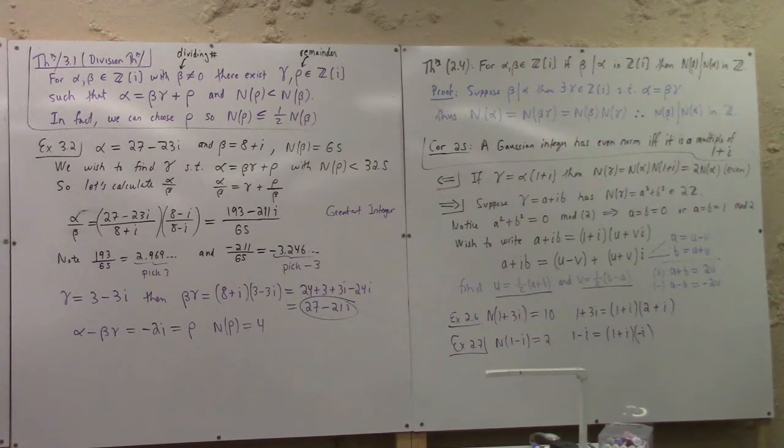So we have achieved what we've done: we've shown that this theorem can be implemented for these two numbers, right? In this case, the remainder worked out to minus 2i. The quotient, gamma, we chose to be 3 minus 3i, and there it is.